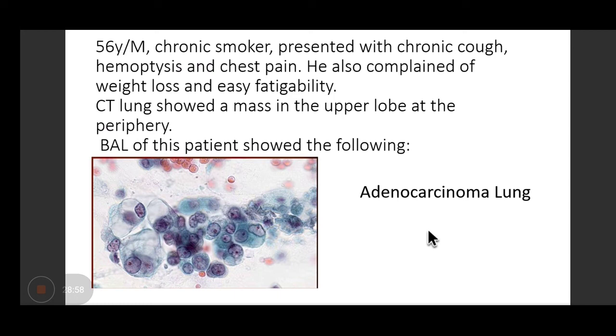So these pictures in BAL fluids are not asked in your exam. It's just for your knowledge that you should know the types of investigations which can be done for lung tumors.